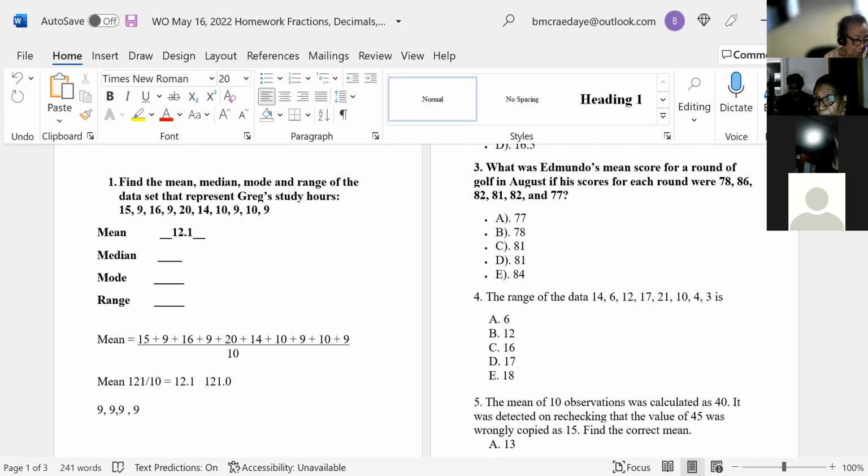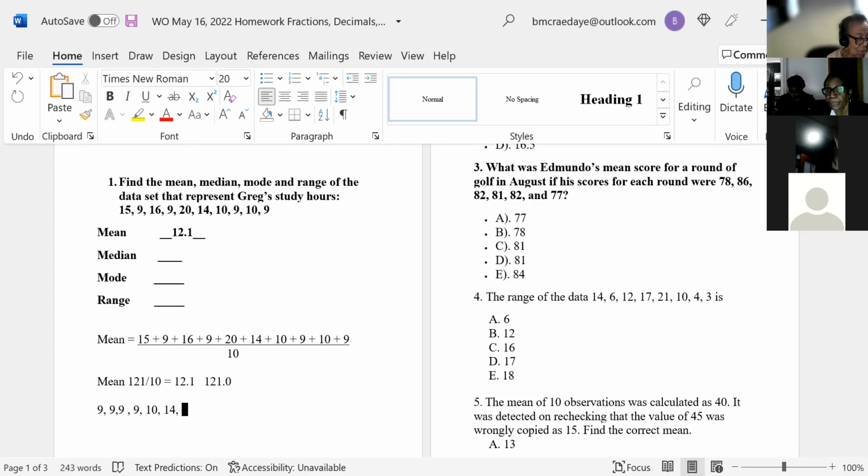We have only one 10. Okay, and following 10, what's the next biggest? 20? No, there's some things smaller than 20, Alva. Sorry, what's the next highest? 16? No, there's a 14, Alva. 14. Yes, 14. Keep going, Mercedes.